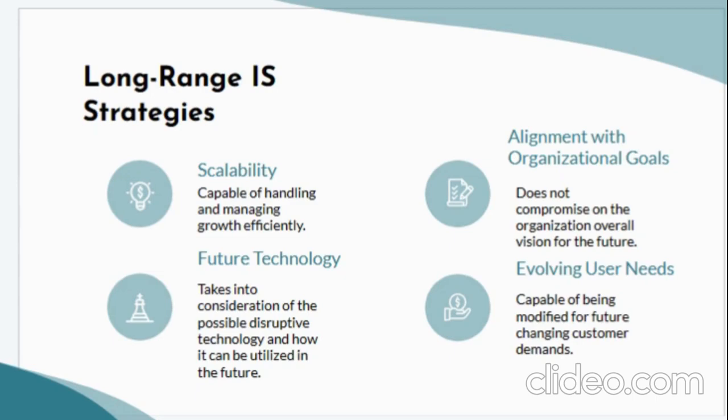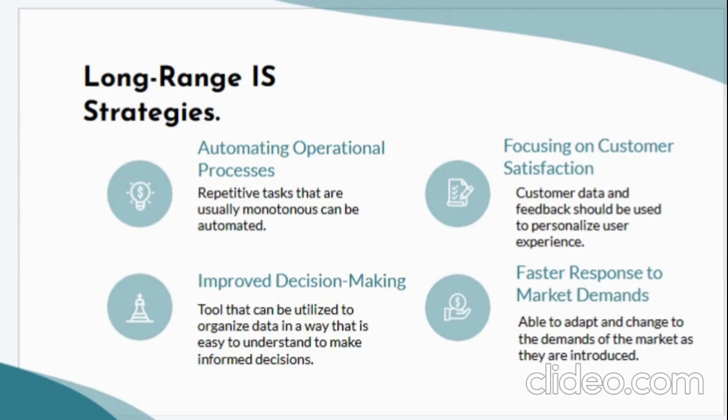The fourth IS strategy is evolving user needs. Regular user surveys and feedback should be used to adapt the platform and user interface based on user preferences and industry trends. Another IS strategy is automating operational processes. Automating repetitive tasks like reports, confirmations, and analysis frees up staff time for more valuable tasks.